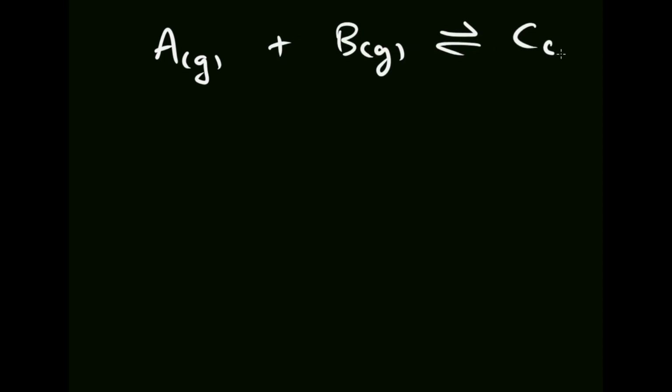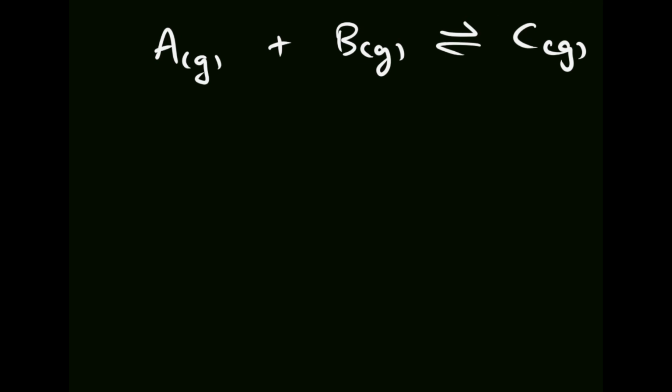Alright, so let's have a look at an example of when equilibrium is established. Let's just take a generic reaction. A gas reacting with B gas, producing C gas, and C gas will react with each other. C plus C gives you A plus B.